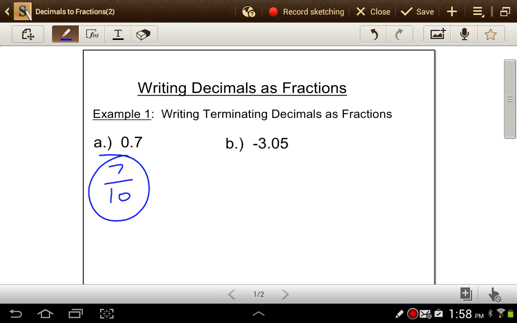Now you have to remember your place values for these. So remember, 1 after the decimal point is tenths, then hundredths, then thousandths, then 10,000ths, 100,000ths, millions, and so on. This one just went to tenths, so that's all we had to do.